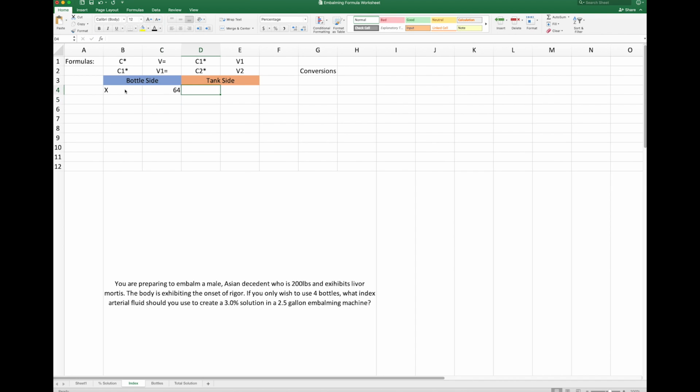We want to create a 3% solution in a 2.5-gallon embalming machine. So we have to do our conversion. 2.5 times 128 is going to give us 320. And now we do our math. We know we have a 3%, 64, so we know this is going to be 64x. Lucky us. And we'll just move that over here to the right, because why not?